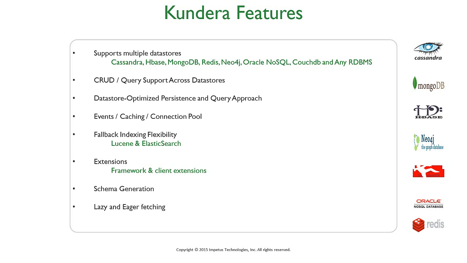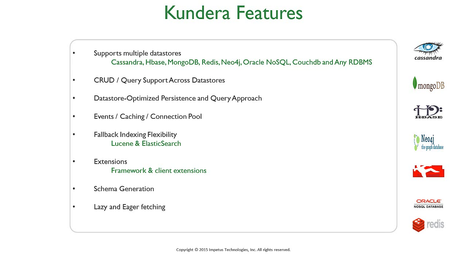It has support enabled for connection pooling, caching, and event handling. Support for data indexes is facilitated with the help of Lucene and Elasticsearch. It additionally has extended support for several other frameworks like Spring, JBoss, OpenShift, etc. It allows schema generation for different supported data stores. And also, it facilitates lazy and eager fetching for the related data.